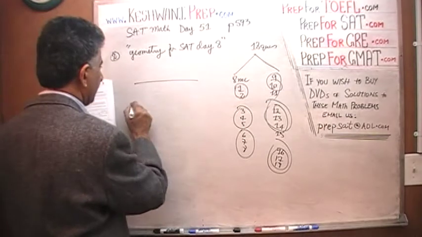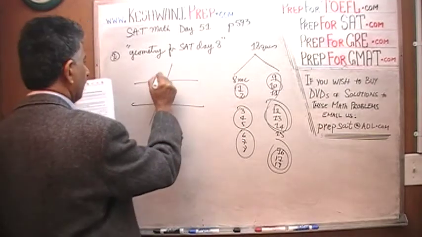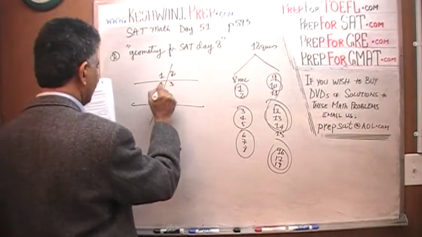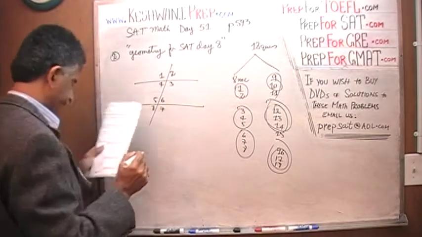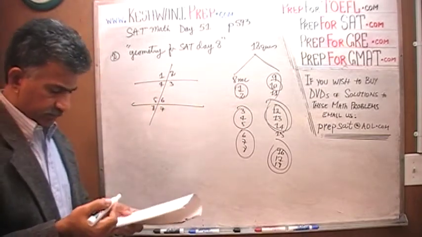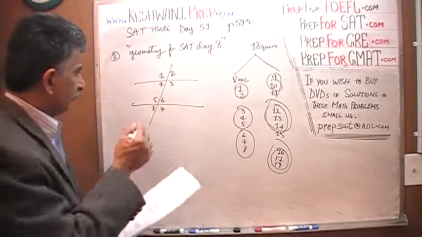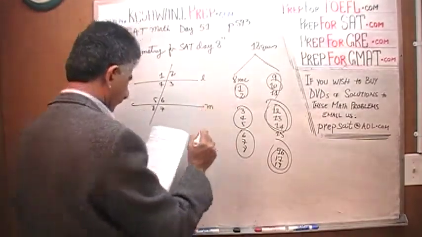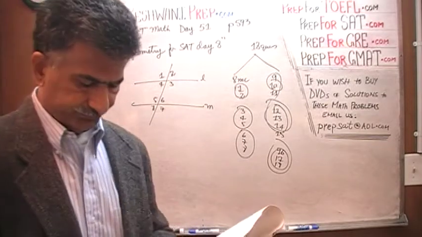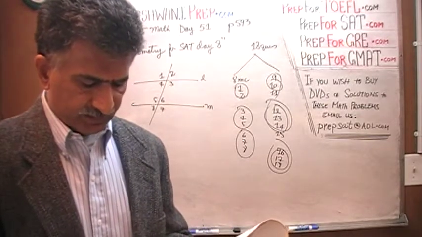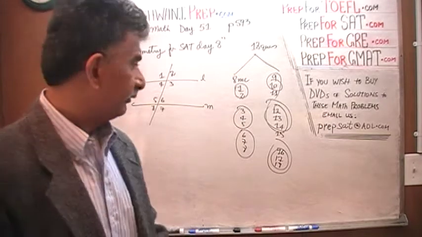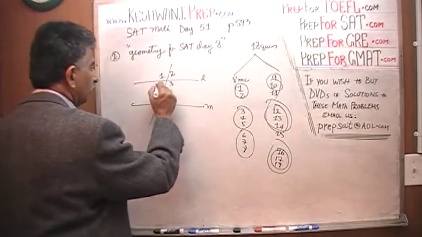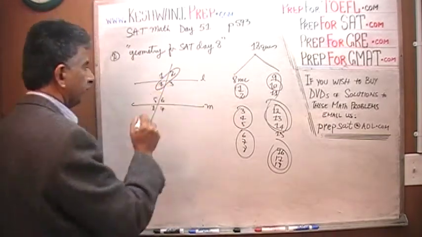Here's the situation. We are told this is 1, 2, 3, and 4. This is 5, 6, 7, and 8. And the question simply is, if L is parallel to M, which it is, as we can see, line L is parallel to N, then the sum of the measures of angle 2 and 4 must equal the sum of the measures of which two angles? 2 and 4 are right here.